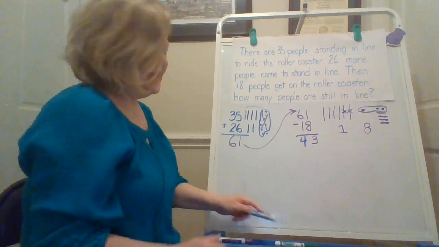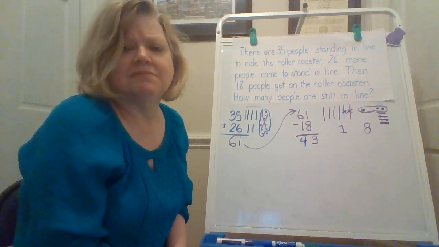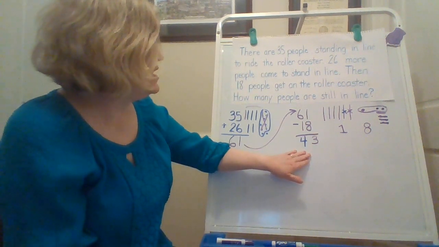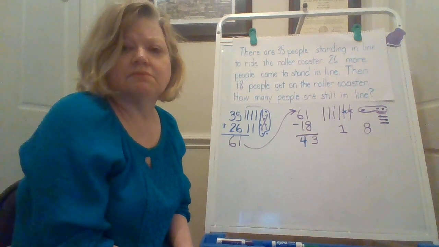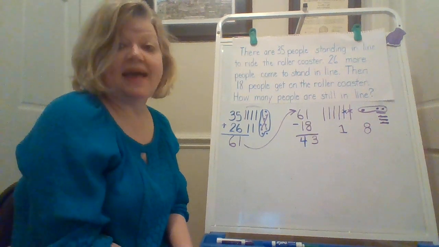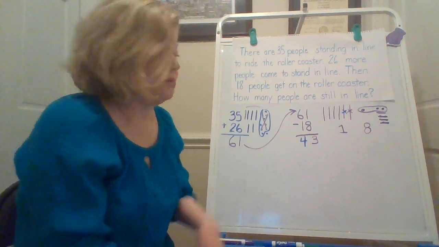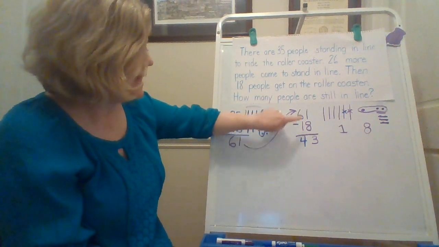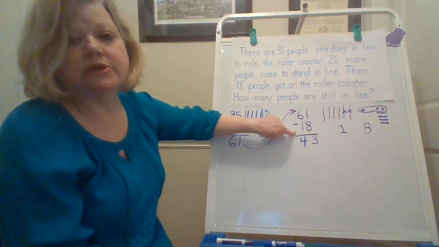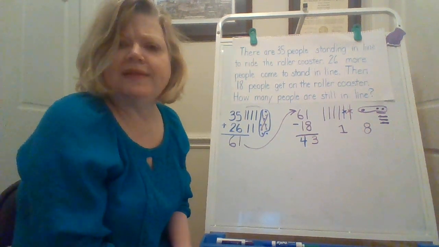All right, I've got my answer. I've got to see, did it make sense? Did it make sense to say that 43 people are still in line? Yes, that makes sense. That definitely makes sense because my number went down. There were 61 people in line, then 18 people got on the roller coaster, and there are 43 still in line. And hopefully that line moves fast.